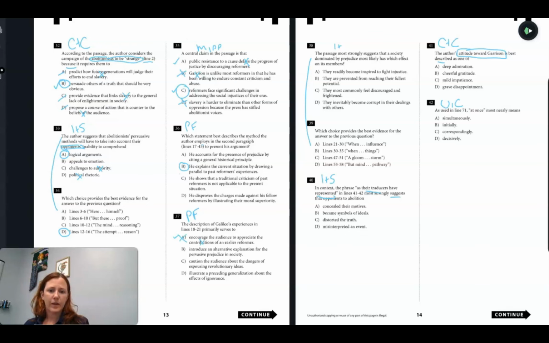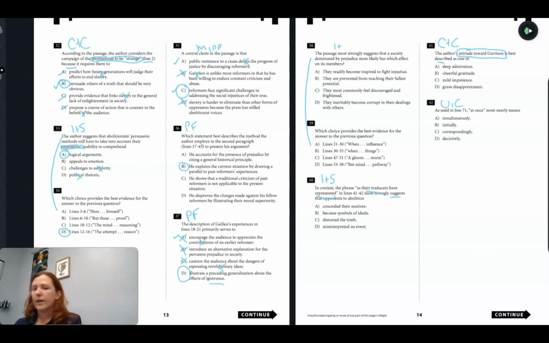Introduce an alternative explanation for prejudice. Galileo wasn't an explanation for the current prejudice. It was just, let's look at what happened when we did this to people in the past. Caution the audience about the dangers of espousing revolutionary ideas. So I like this idea of caution, but it was really cautioning us not to do what we did to Galileo, not to have the revolutionary ideas he had. So we can get rid of C. Illustrate a preceding or previous generalization about the effects of ignorance. So yes, because we were ignorant, we threw Galileo in jail when we shouldn't have. So 37 is going to be D.